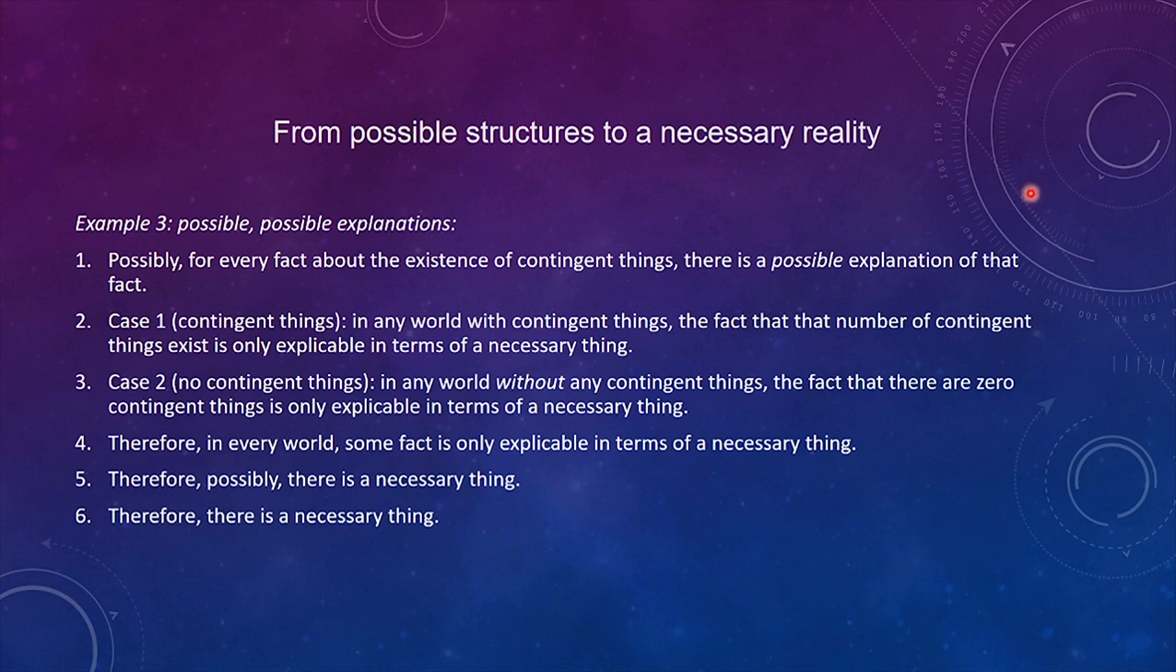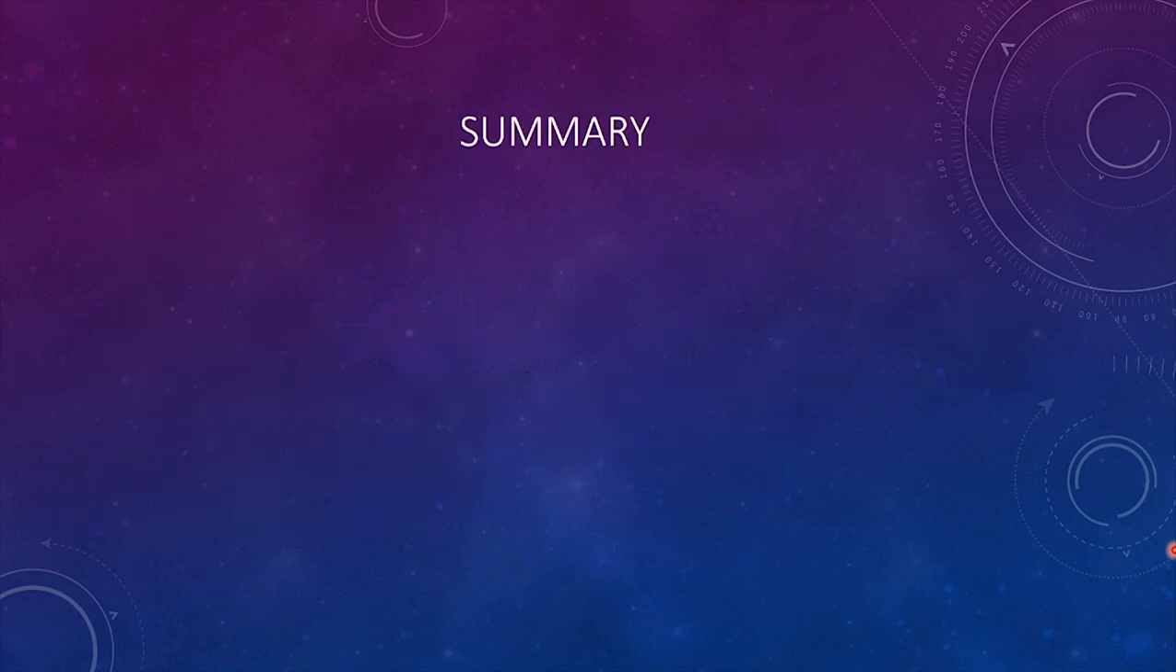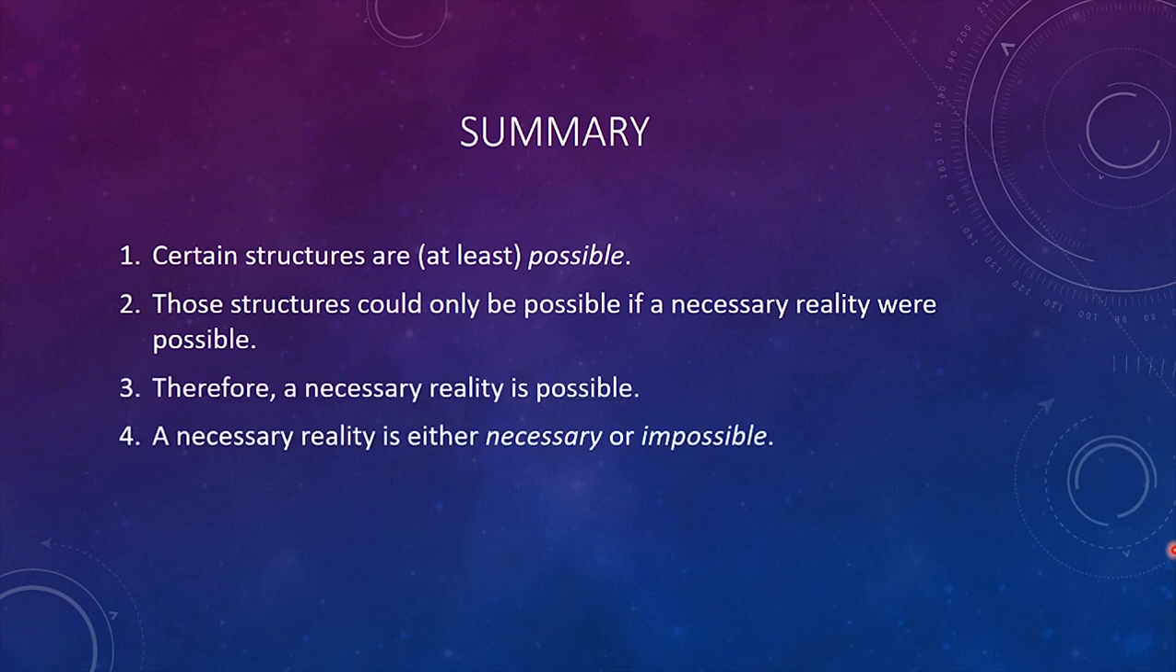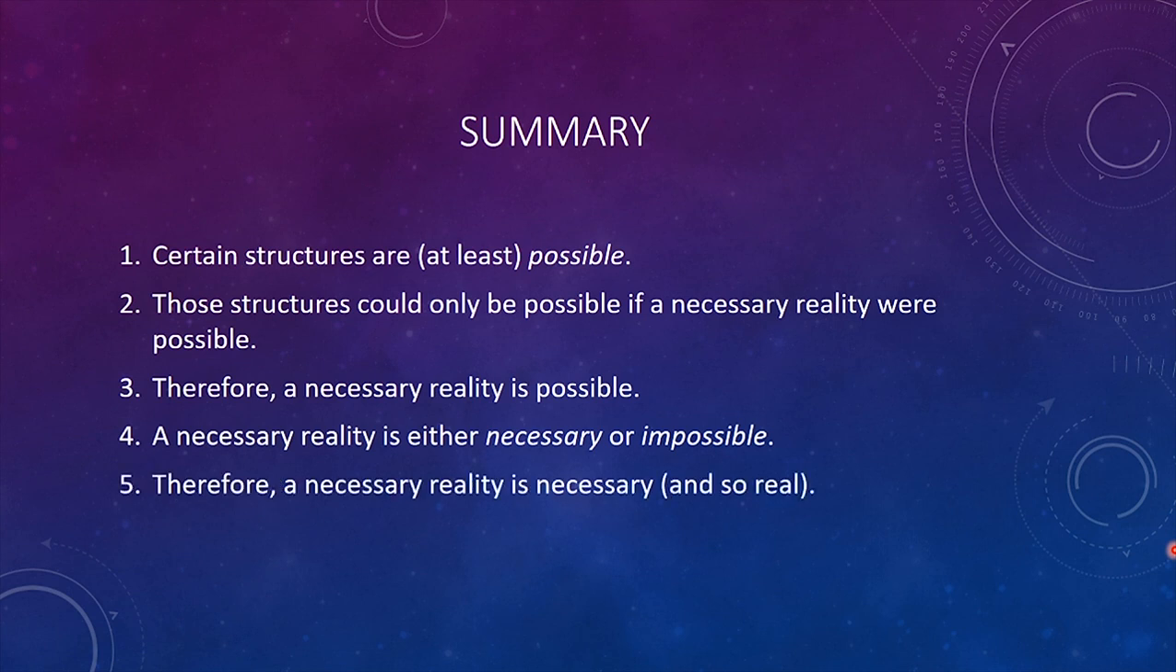Now, my goal here is not to provide complete defenses of these arguments, but rather to illustrate the kinds of arguments that are available using the logic of necessity and possibility. So here's a summary of the argument. Certain structures are at least possible. Those structures could only be possible if some necessary reality were also possible. Therefore, a necessary reality is possible. A necessary reality is either necessary or impossible. Therefore, a necessary reality is necessary and so real.